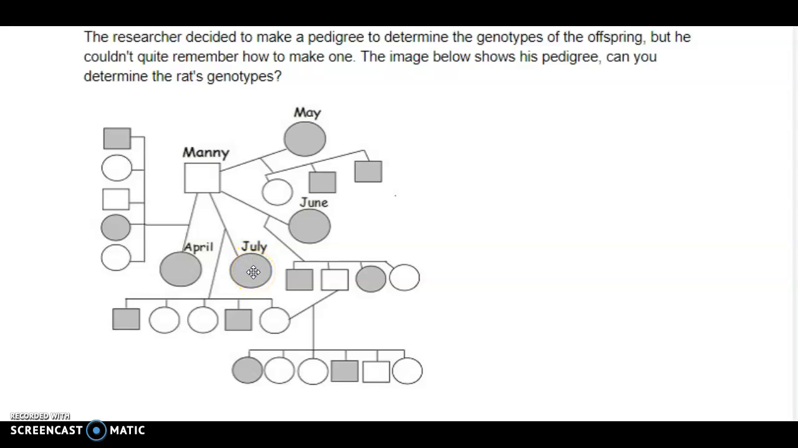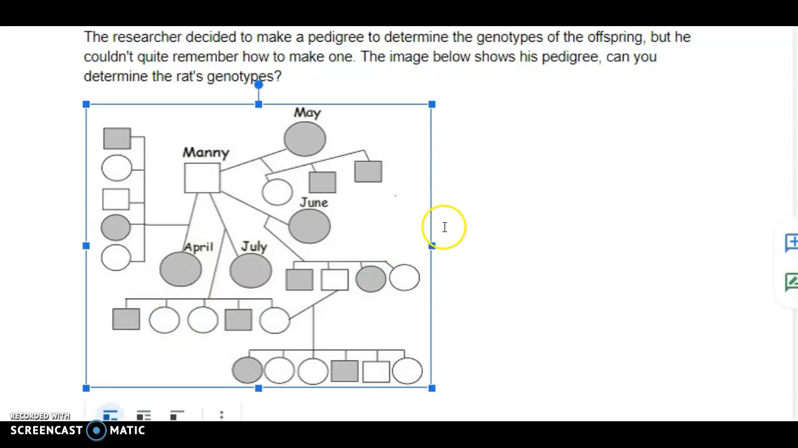Same thing here. July could only give little a's. So three would have gotten a big A from Manny and a little a from July. So they're big A, little a. These two have two little a's. So again, Manny was heterozygous, because July gave a little a and Manny would have to give a little a to those.